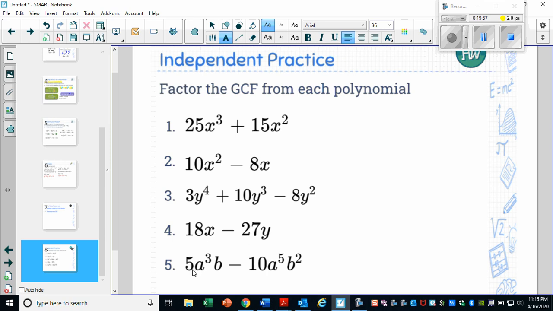And then for 5, you have 2 variables. Similar to just a single variable, you need to look at the lowest exponent for each variable. So besides your coefficients, look at the lowest exponent for your a's and the lowest exponent for your b's. So those are the hints for you as you try to complete these problems as you factor the GCF of each polynomial.